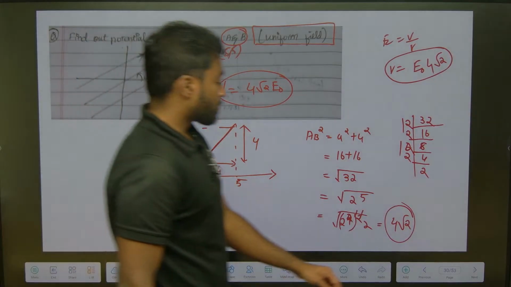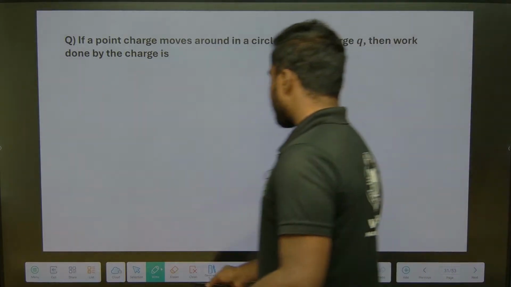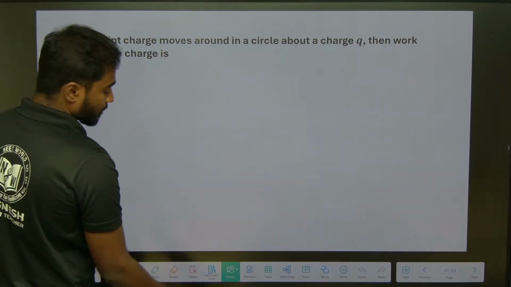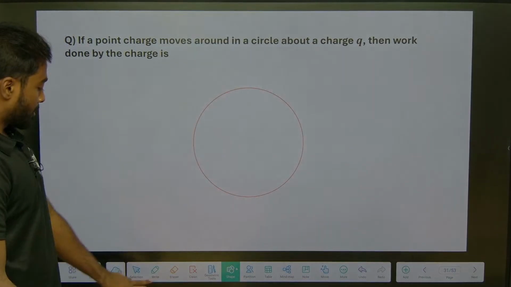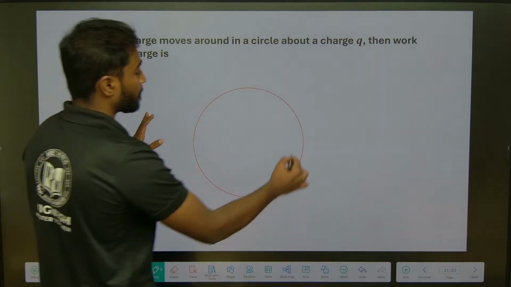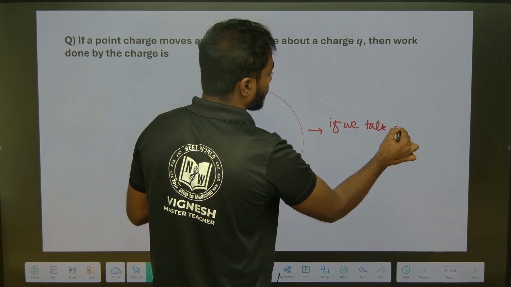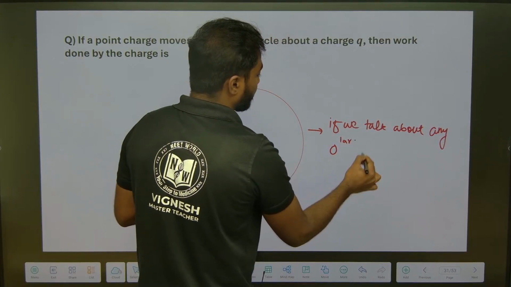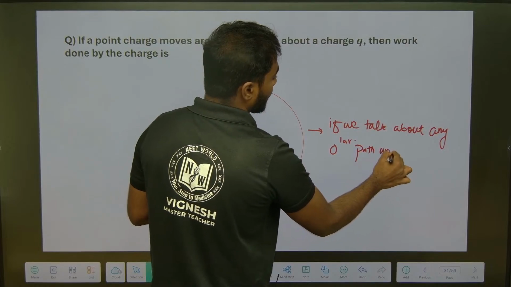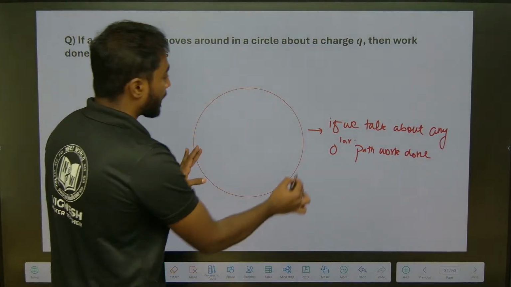Okay, the next question is, if a point charge moves around in a circle about a charge q, then the work done by the charge will be. Let me take a diagram of this. This is my circle. When we talk about any circular path and the work done, I will draw a simple diagram here.